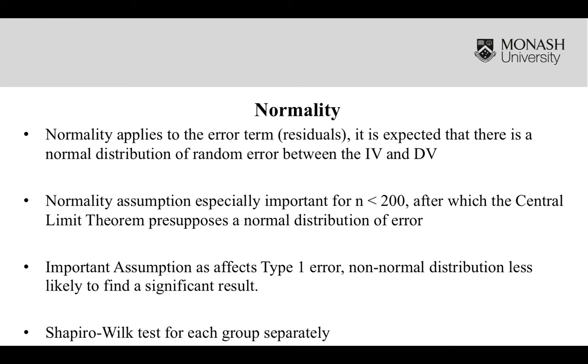In order to test normality, you can assess the Shapiro-Wilk test, ensuring that you test this for each group separately, as each individual group will have a different distribution of normality. And we'll see what that looks like now.